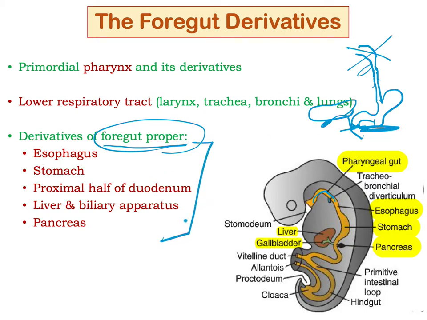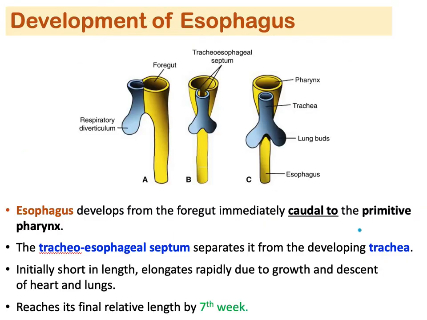So these are the structures. Look at the esophagus. This is the dilatation of the stomach. This is the biliary system, and this is the liver, and posteriorly this is the pancreas. So these are the structures derived from the foregut proper. Now let us start with the development of the esophagus. Development of the esophagus is straightforward, easy.